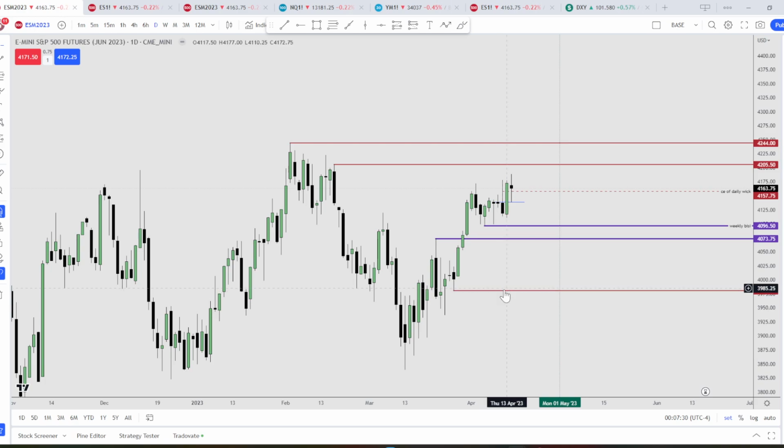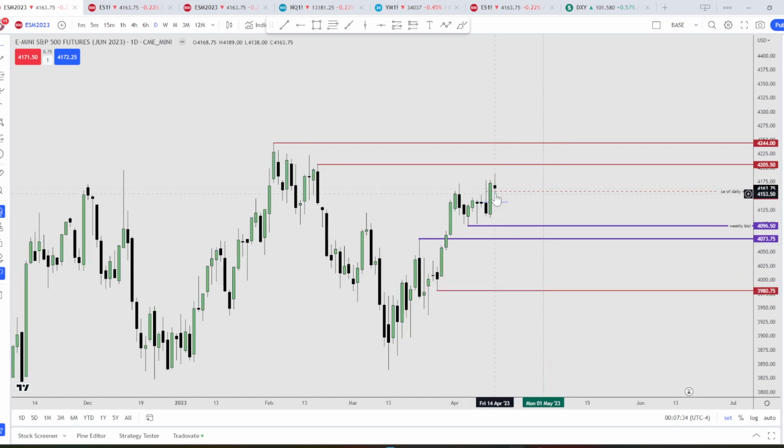Okay, so this video will be the weekly forecast. Right, because ES right here has closed above the consequent encroachment of this daily wick right here, my primary bias is above. Okay, first off, I'll be looking for this buy stops, and then after that I'll be looking for this buy stop.